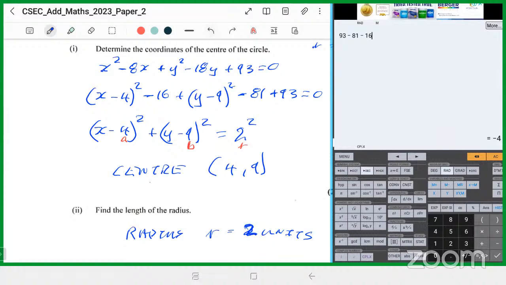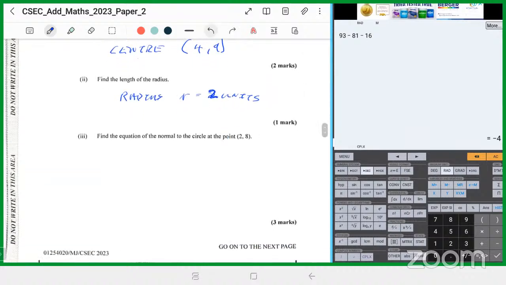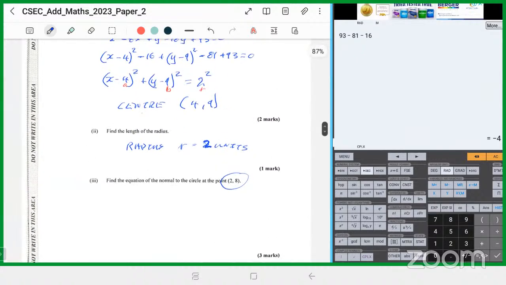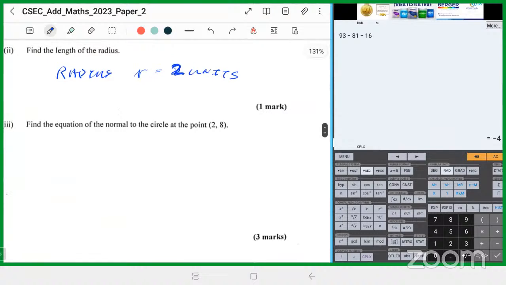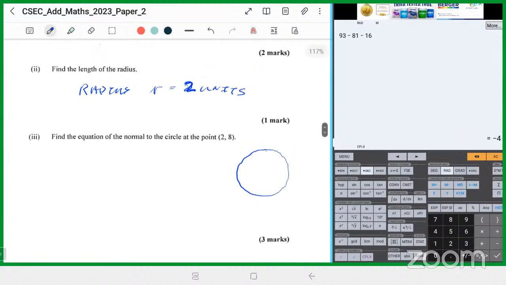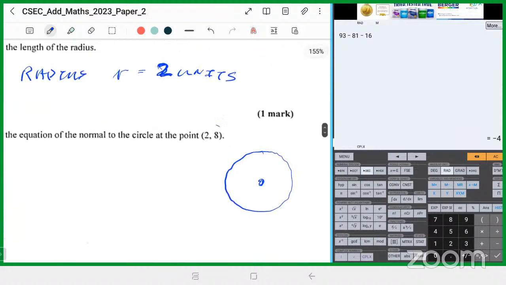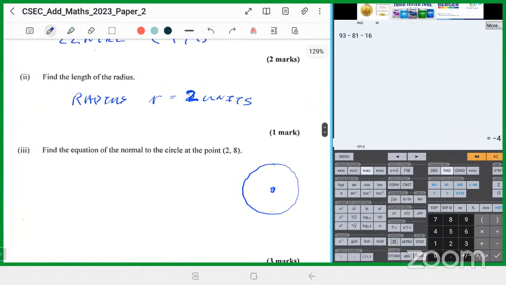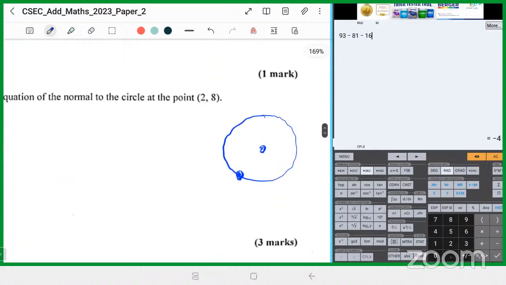Next part says, find the equation of the normal to the circle at this point. So I'm going to assume that this point is on the circle. All right, I think I'm going to check it. So what are they talking about? We would have the circle, just to make a sketch, and this is the center of the circle, (4, 9) here. And then this point, (2, 8). So if you have (4, 9), (2, 8) will be lower, about here. That will be the point (2, 8). It doesn't really matter. So this is (2, 8), and this point is (4, 9).